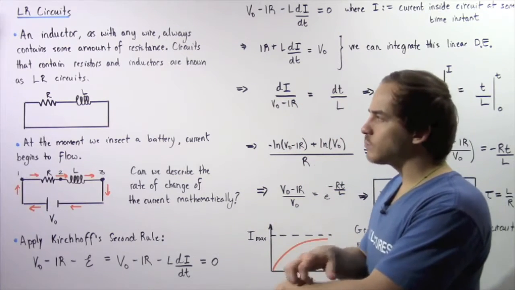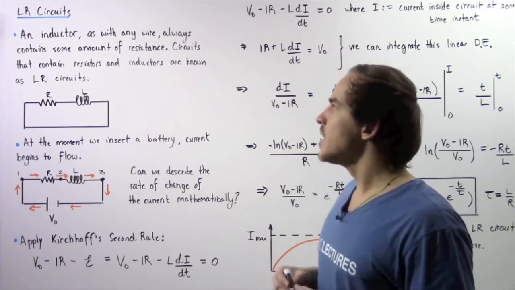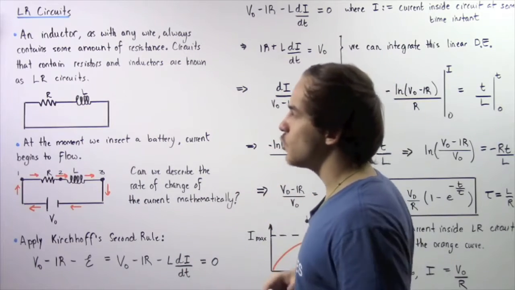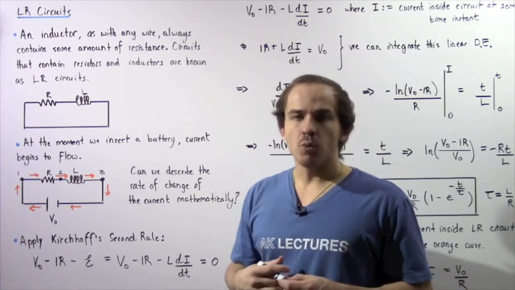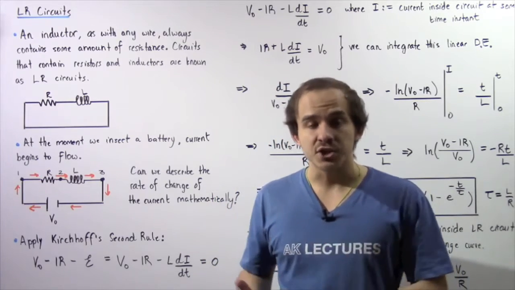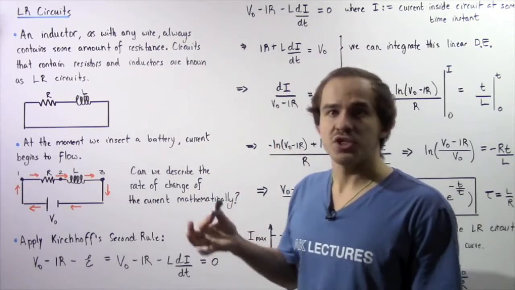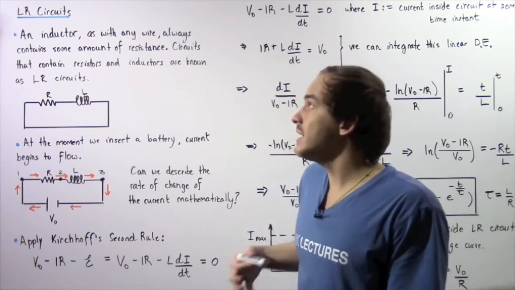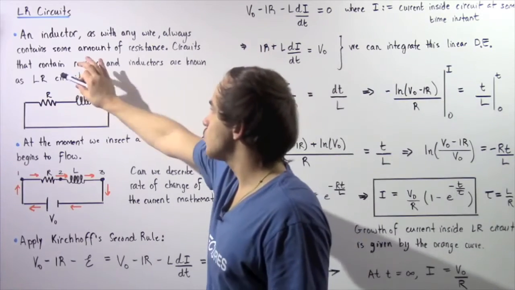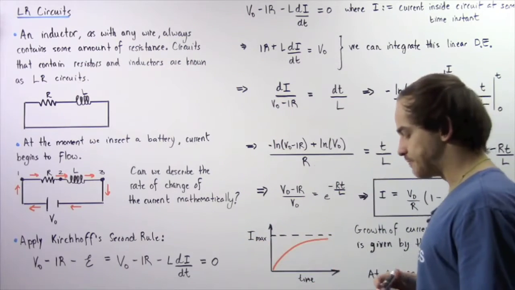In the same way that we can place capacitors and resistors into an electric circuit, we can also place inductors and resistors into an electric circuit. Because an inductor consists of a wire, and because wires carry resistance, inductors, as with any wire, carry at least some amount of resistance. Circuits that contain resistors and inductors are known as LR circuits.